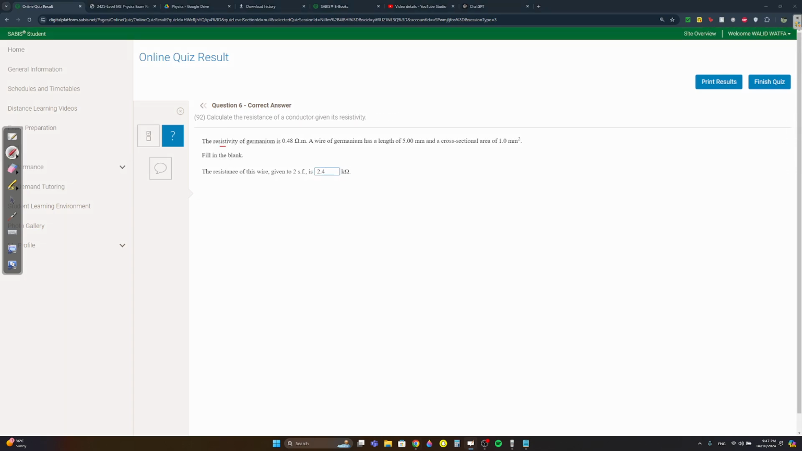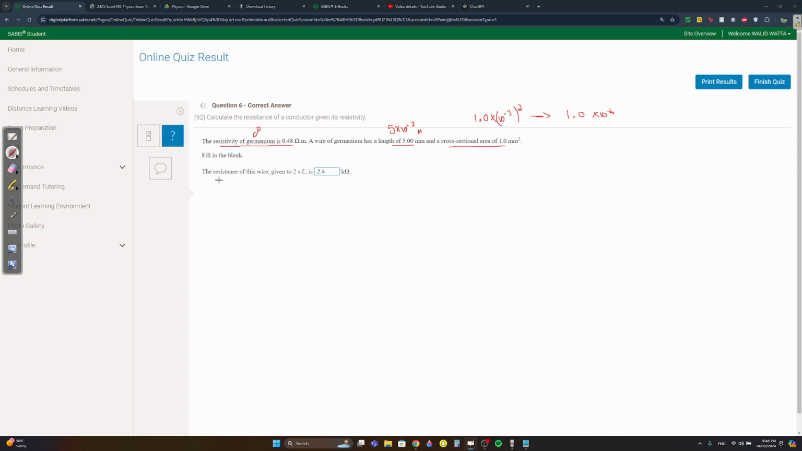Okay, they gave you the resistivity of germanium, so not P, rho, is 0.48. A wire of germanium has length 5 millimeter. Let's make it into meter. It's times 10 to the minus 3 meter. And area of 1 millimeter squared. Again, let's make it into meter squared. It will be 1.0 times 10 to the minus 3 squared, so it's going to become 1.0 times 10 to the minus 6, because minus 3 times 2.